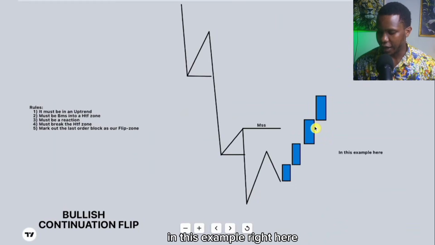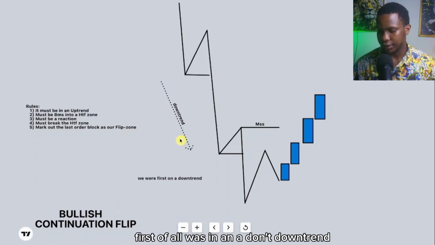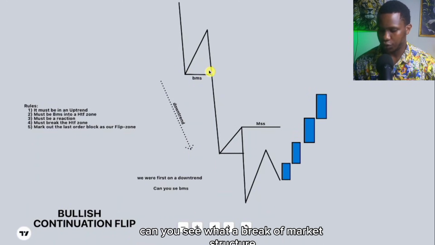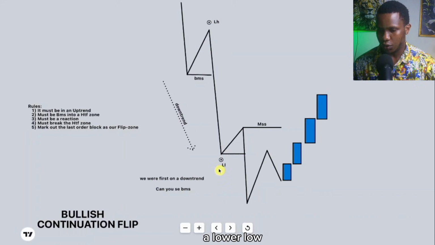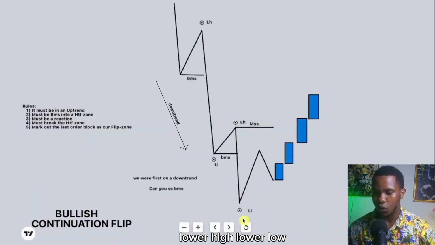In this example right here, can you see that we were in an uptrend right here, and we were first of all in a downtrend. Can you see a break of market structure, a lower high, a lower low? The same with here, break of market structure, lower high, lower low.